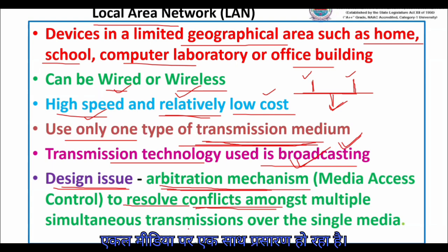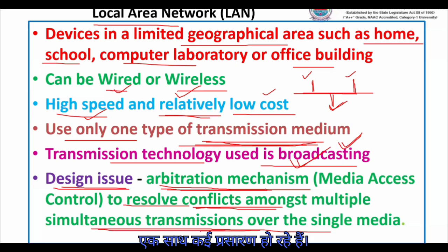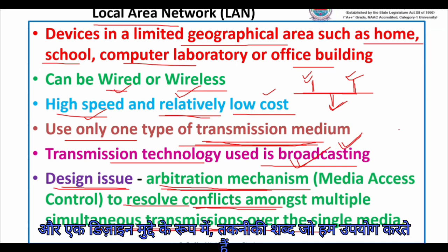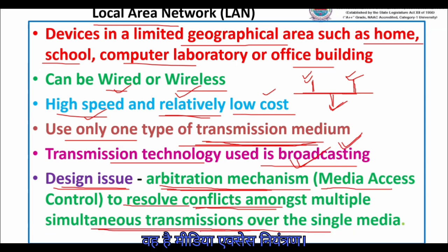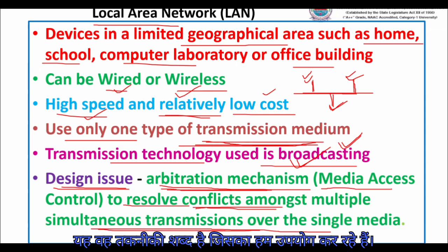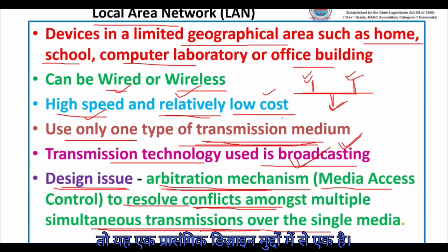Now, conflicts are occurring because of simultaneous transmission over the single media. Simultaneously, multiple transmissions are taking place from multiple devices. Conflicts can be there, we call them collisions, and we have to follow a mechanism so that these collisions can be resolved. That mechanism is an arbitration mechanism, and as a design issue, the technical term which we use is media access control. This is the technical term which we are using for this process.